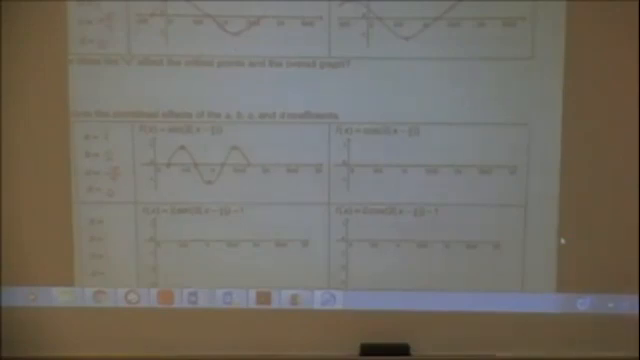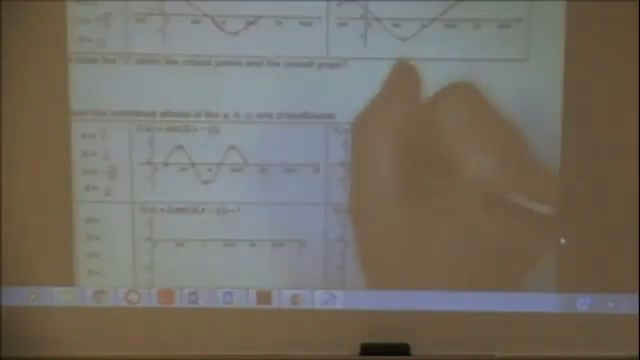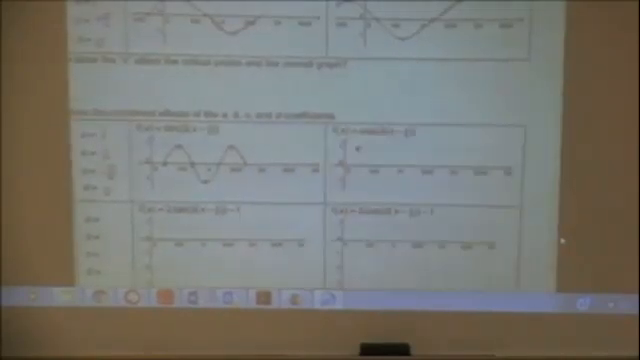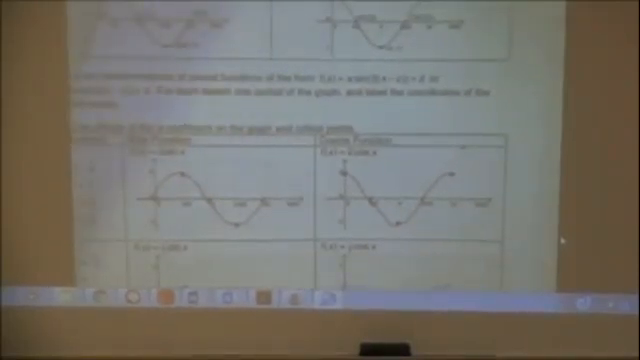For cosine, your first critical point is 0, 1. So the first thing you do is multiply by a half. That doesn't change anything about the 0. Then you add a fourth. So instead of being at 0, 1, you're going to be at pi over 4, 1. Your next critical point was pi over 2, 0. So you multiply by a half. That would put you at pi over 4. But then you have to shift by a fourth. So you'd be at half pi.